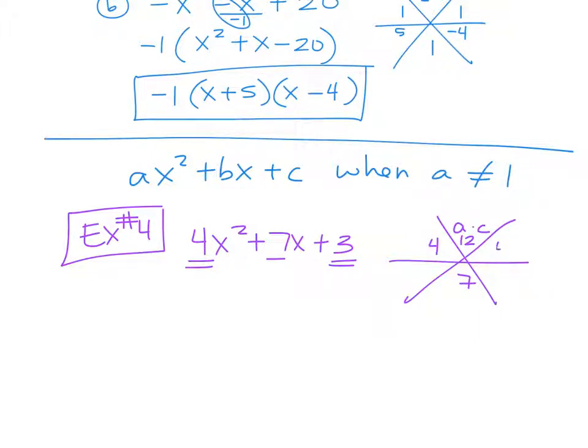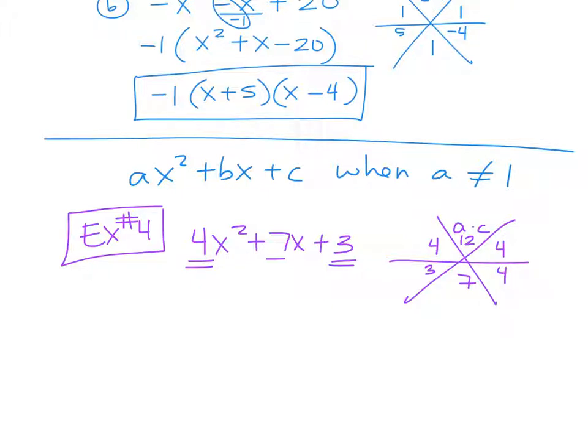Okay, what's our a? 4. So the 4s are going to go here, and this is where it can get a little bit fancy because you end up having to do some reducing with your numbers. We are looking for what we can multiply to get 12 that we can add to get 7. 3 and 4.